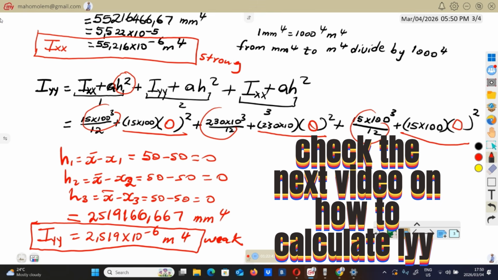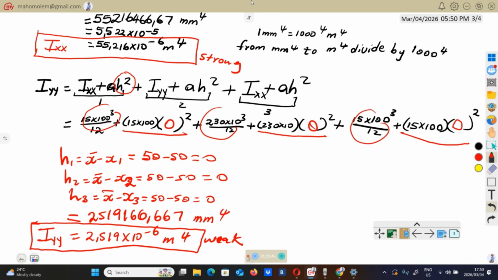So right, these are the inertias for this beam when it's positioned like this and applying load, and when it's positioned like this and applying load. So the same thing with the ruler. When it's positioned like this, it's going to be weak. So that's why this 2.5 is far less compared to this 55.